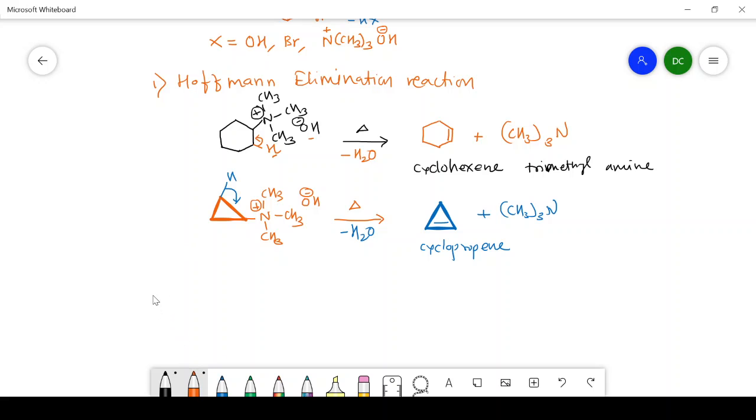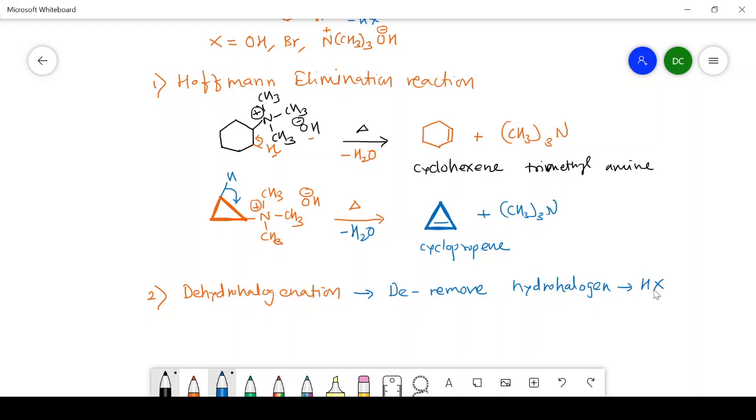The second method is dehydrohalogenation. Now, look at the meaning of dehydrohalogenation. Here, de means remove, and hydrohalogen is nothing but HX. X may be a halogen. Therefore, there is a removal of HX from the cyclic compound, that is the cycloalkane.